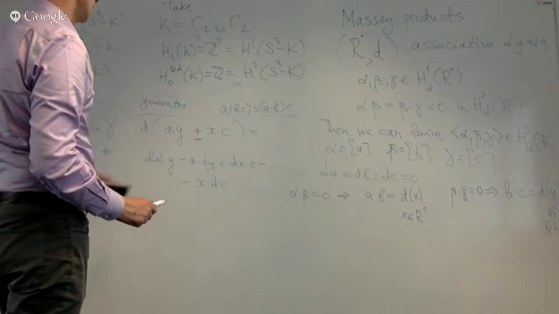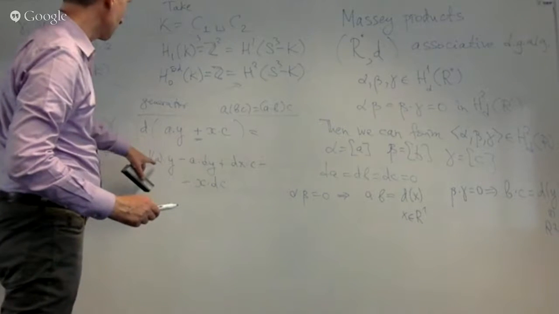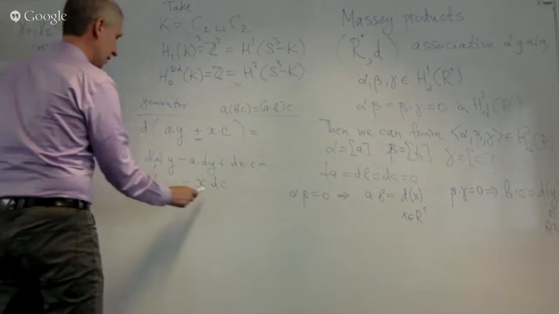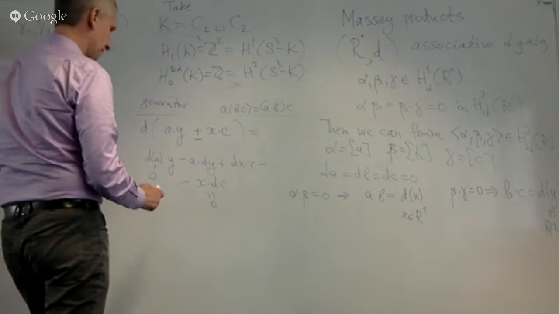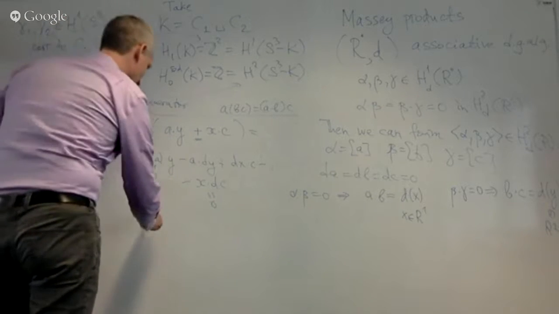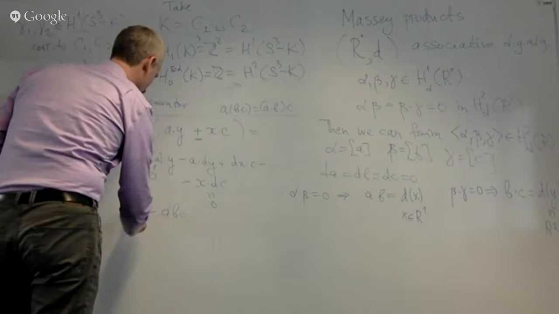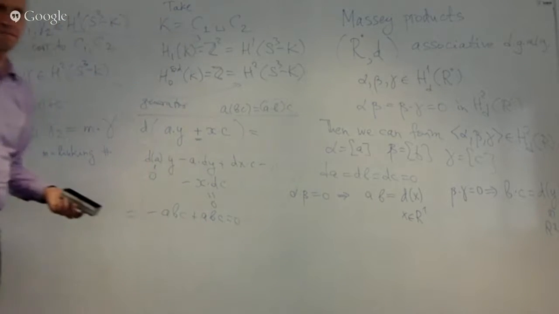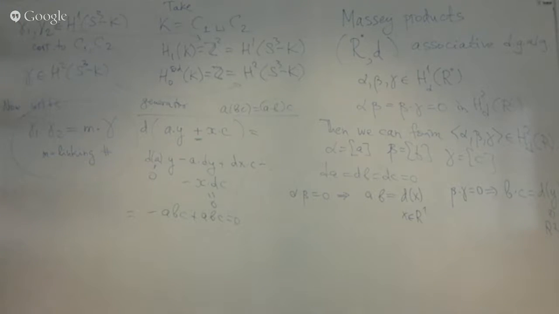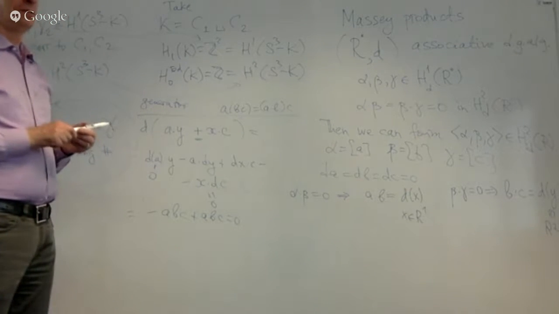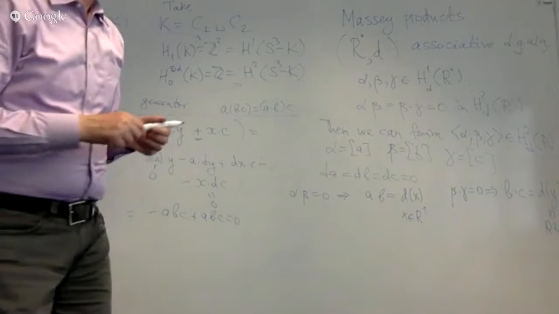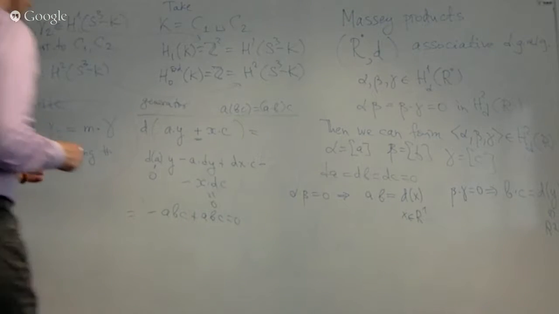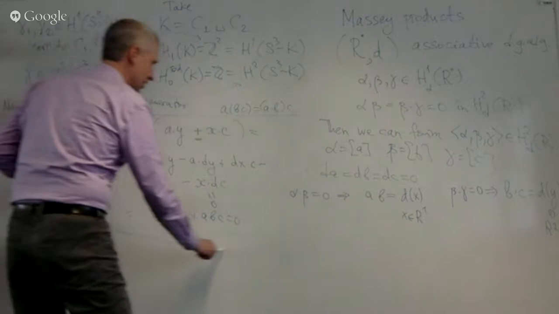And then you have that this is 0. It's a cocycle, and dY is BC, and dX is AB. Plus minus ABC plus ABC equals 0. So the claim is that this is a cocycle, so it's well defined on homology. So we get some element of the homology. That's called the Massey product, and this can be generalized.